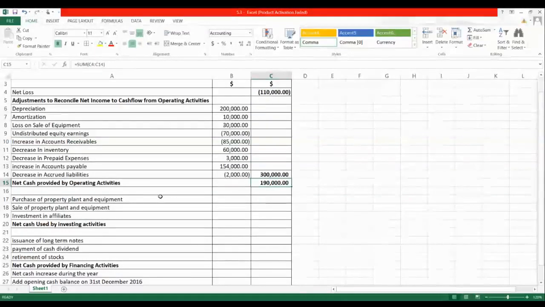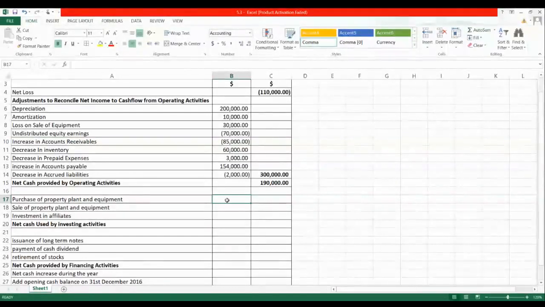So we have basically net cash provided by operating activities. Now let's proceed towards the investing activity section. In the investing activity section, I have already highlighted that we have purchased additional equipment because the company was having some inefficient equipment which was sold out.